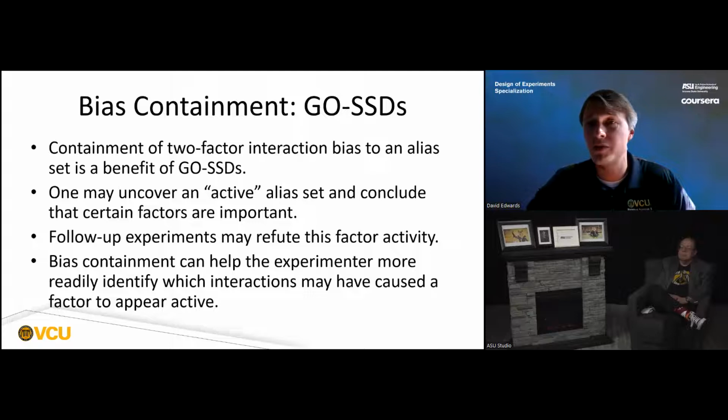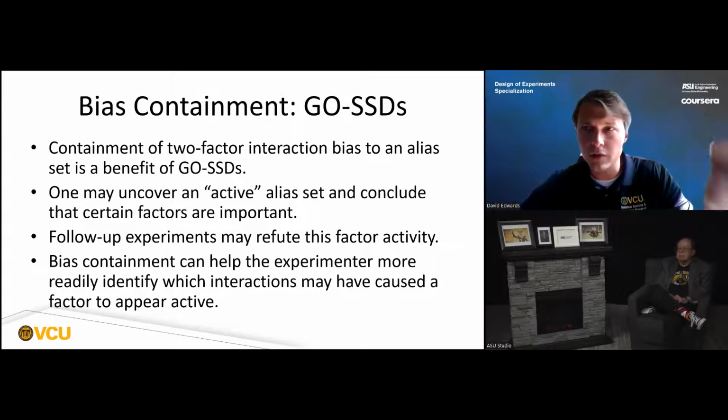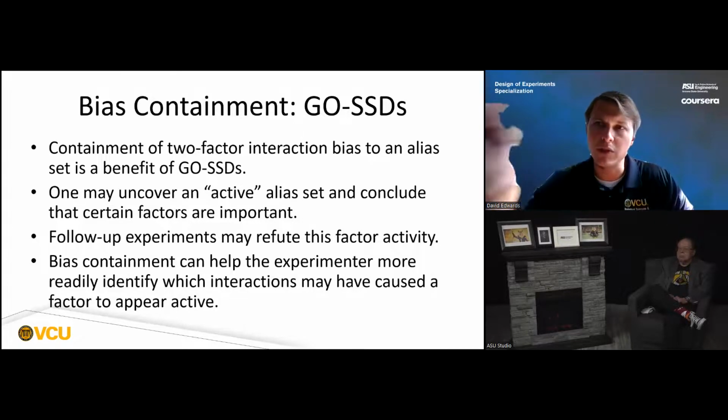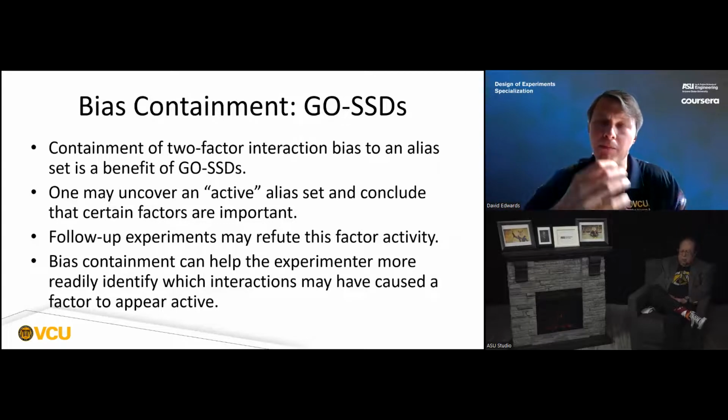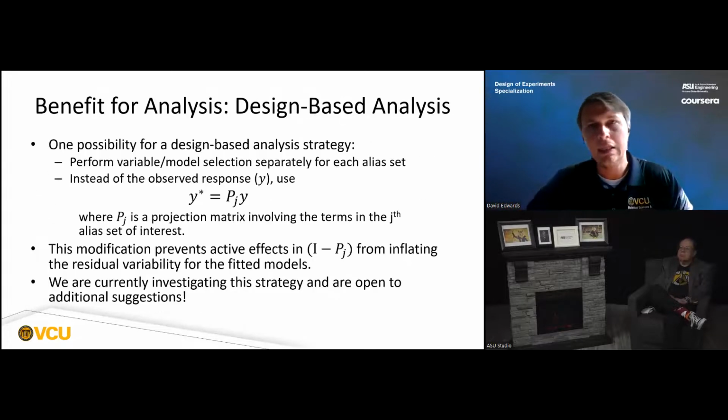Turns out maybe it was due to some large two-factor interactions. But because you know that those factors are correlated with certain two-factor interactions in that alias set, it might help you readily identify which interactions may have caused that factor to appear active. And so it really helps you, I think, better handle the analysis.